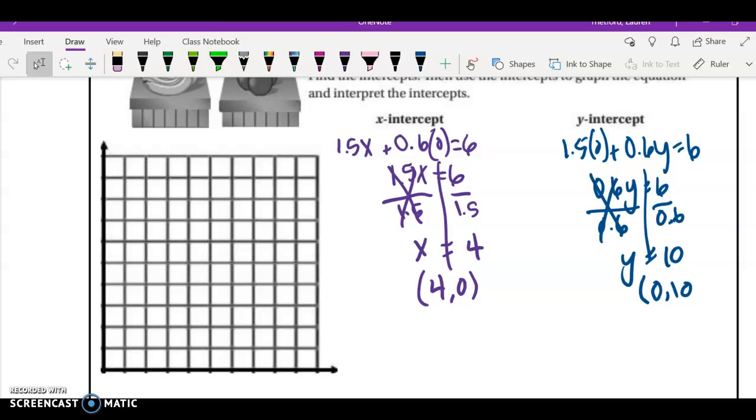So now I'm going to graph it, and I have my axis here on the side this time. So it's just that first quadrant. And so I'm going to go 1, 2, 3, 4. There is my x-intercept. And then I'm going to go up 10. 1, 2, 3, 4, 5, 6, 7, 8, 9, 10. They're at the top. And I'm going to connect those 2 points.